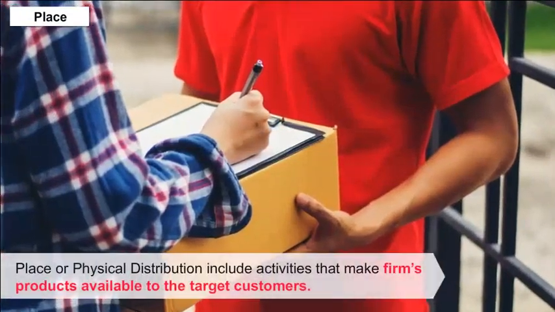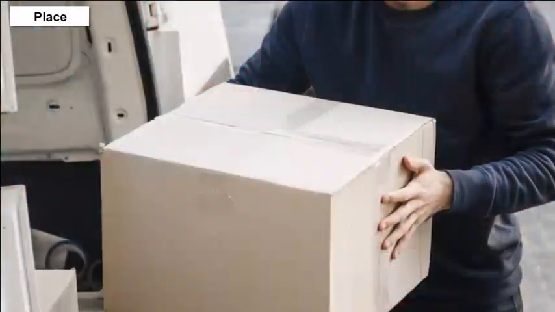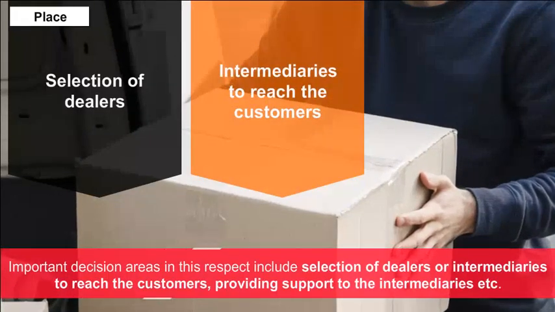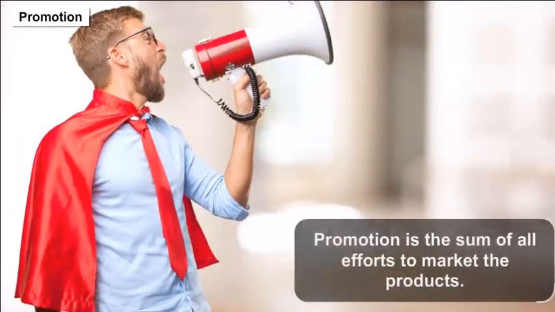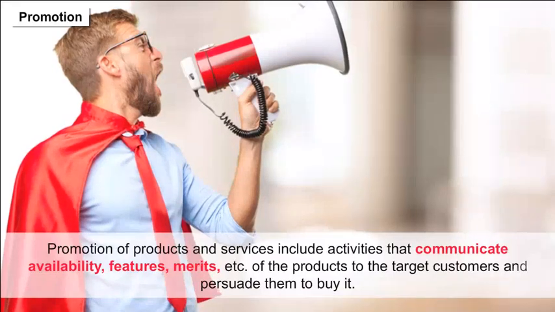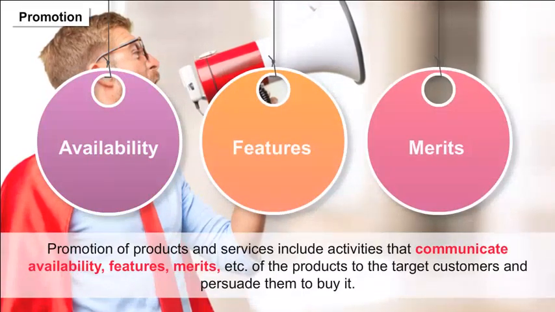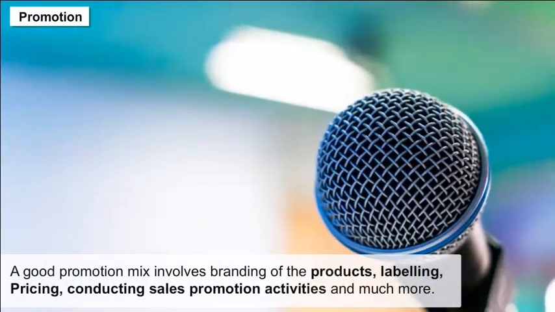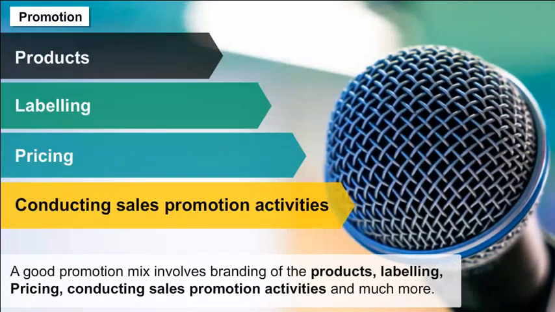Place. Place or physical distribution includes activities that make firms' products available to the target customers. Important decision areas in this respect include selection of dealers or intermediaries to reach the customers, providing support to the intermediaries, etc. Promotion. Promotion is the sum of all efforts to market the products. Promotion of products and services includes activities that communicate availability, features, merits, etc. of the products to the target customers and persuade them to buy it. A good promotion mix involves branding of the products, labeling, pricing, conducting sales promotion activities, and much more.